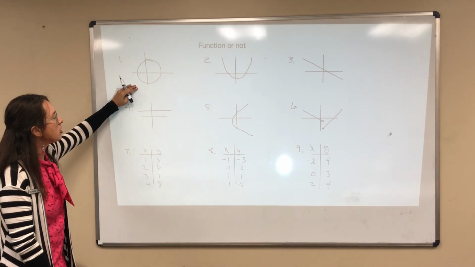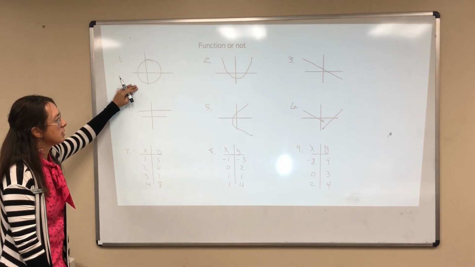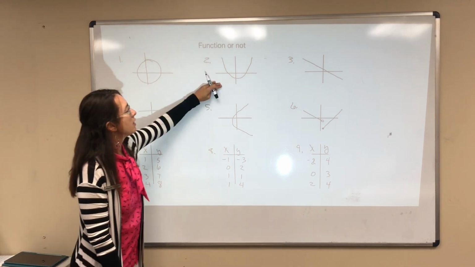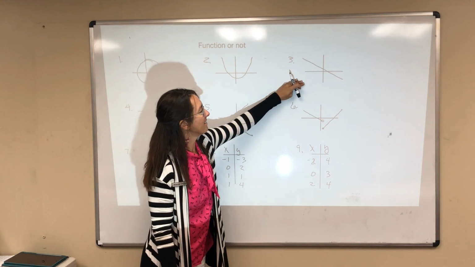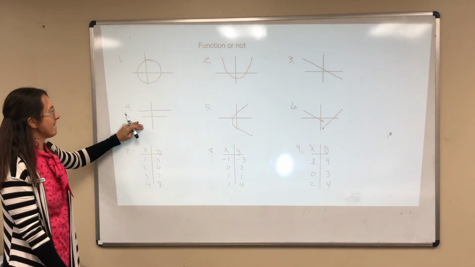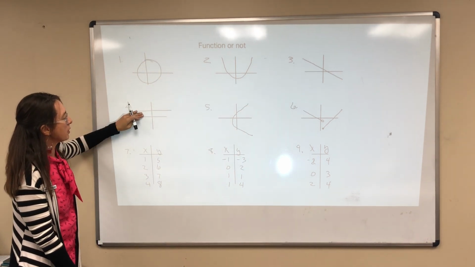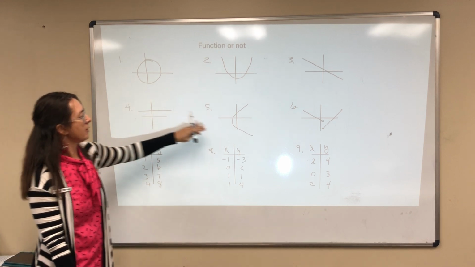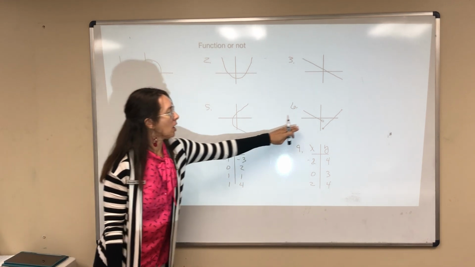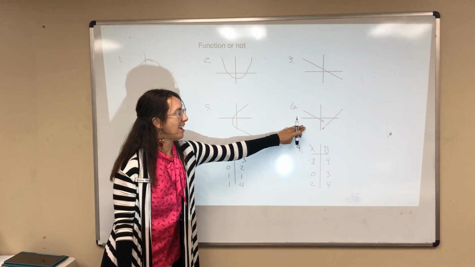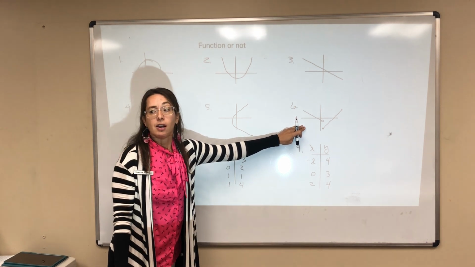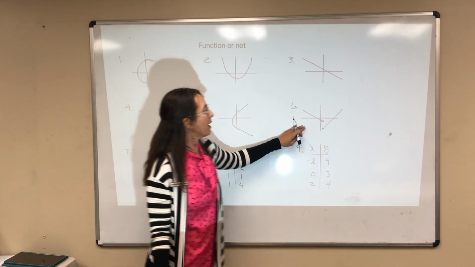So let's look through this. Number 1, function or not? No. No. Yes. You agree? Yes. No. Oh, it's a coordinate plane, so it's just one line. Yes. No. No. Well, there are 2 points. No, if the line went through. Okay, so let's look at this one.